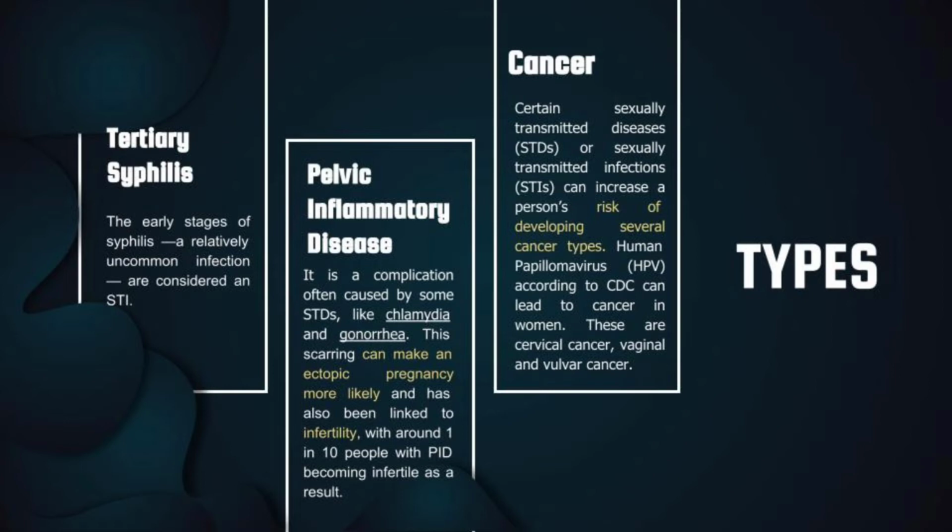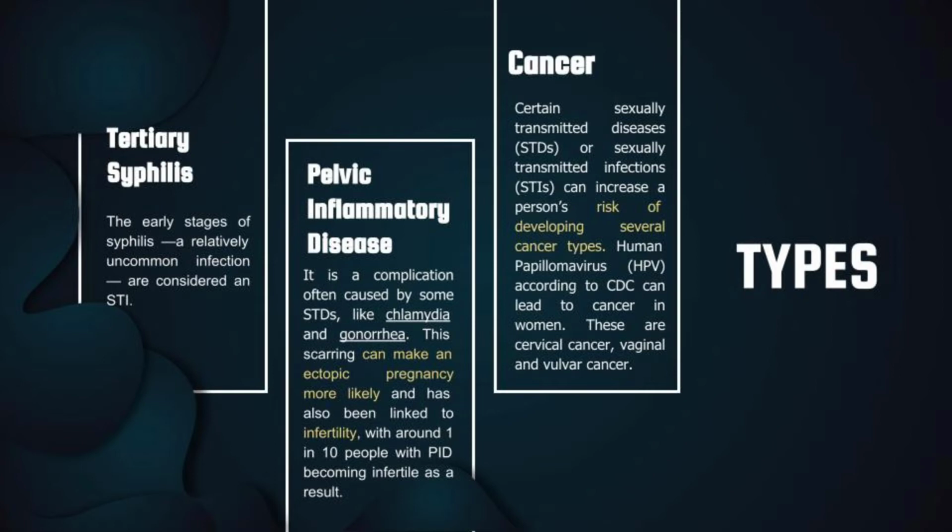First, we have the tertiary syphilis. These are the early stages of syphilis. This is a relatively uncommon infection and is considered an STI. The next one is what we call the pelvic inflammatory disease.